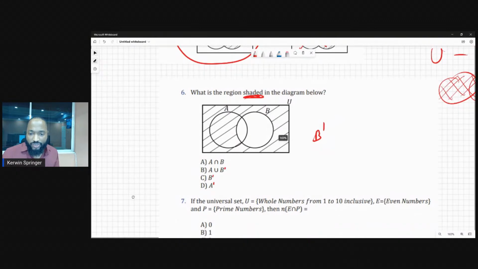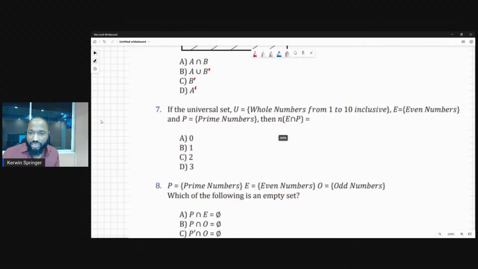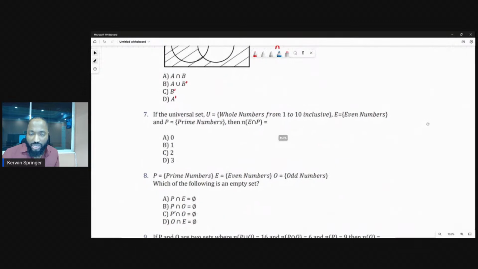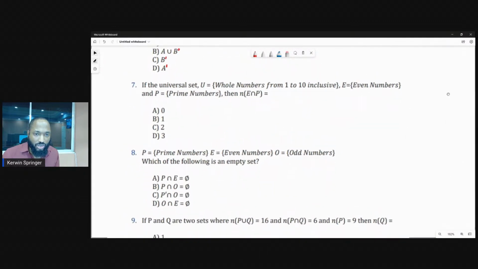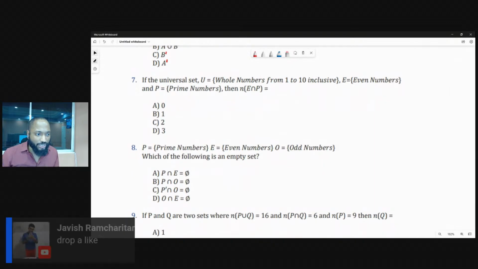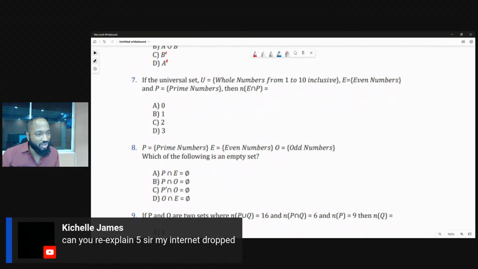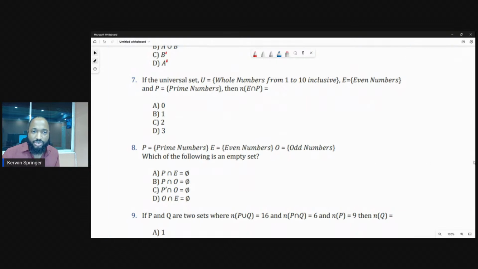So if the universal set U is equal to, this is a brand new question, number 7. If your internet drops and you miss a little piece, don't worry. You can watch it over a million times. If the universal set U represents whole numbers from 1 to 10 inclusive, and we have even numbers, and then we have prime numbers, I want you to get the number of even numbers that intersect prime numbers.